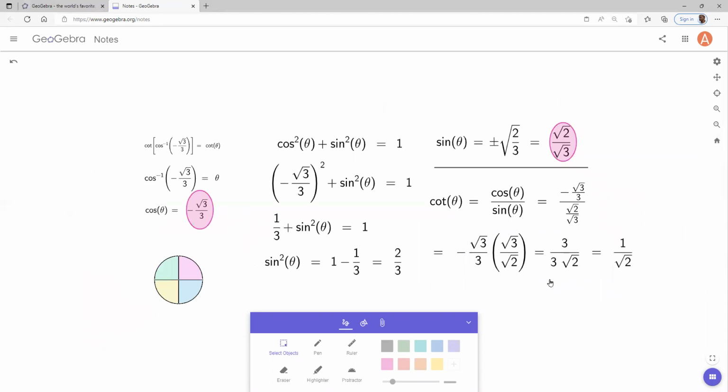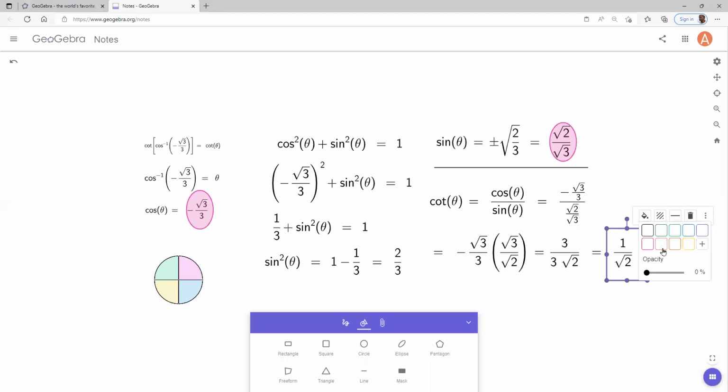Need a little extra room here. Hope you can see the whole thing. And let's use a rectangle to identify the answer. This is your answer, 1 over square root of 2, positive.